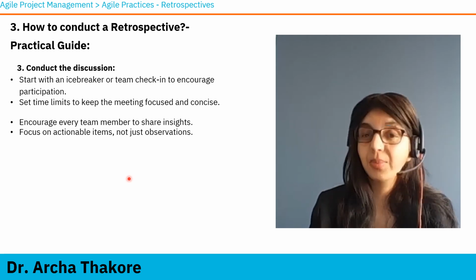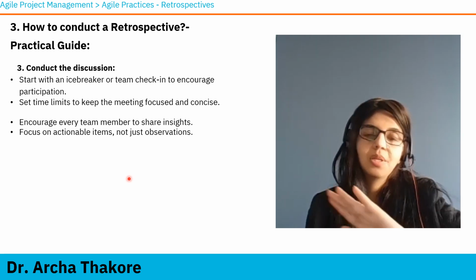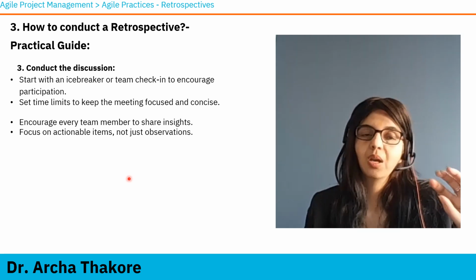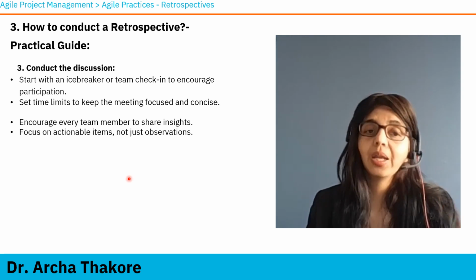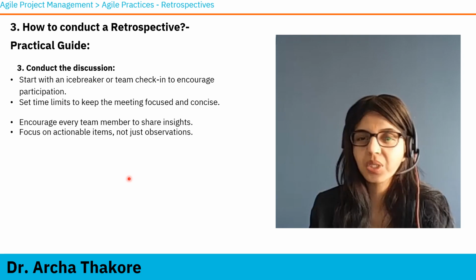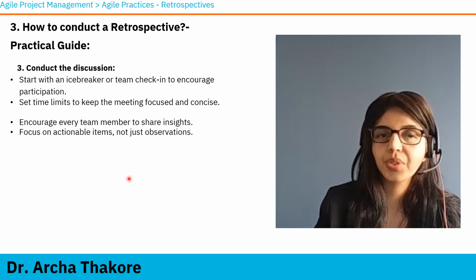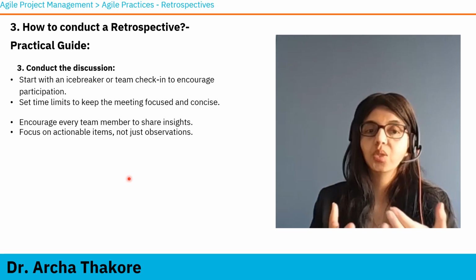So this is how you start. Then you set a time limit, which is very important. If you have like 4 questions, you set a time limit for brainstorming under those 4 sections. Encourage every team member to share insights. There should be a collective contribution. It shouldn't be like just one person talking. So the facilitator needs to make sure that everybody gets a chance to speak.